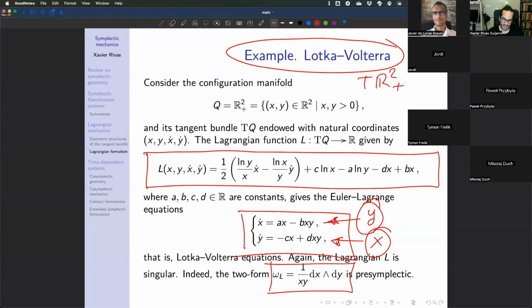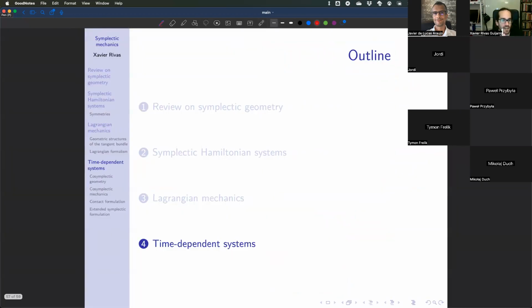And as you can see, this is a very strange Lagrangian. By the way, this D is a constant. This is not a differential. Take this into account because maybe you can get confused. This is a parameter of the system. And with this, I finish what I wanted to say about Lagrangian mechanics.